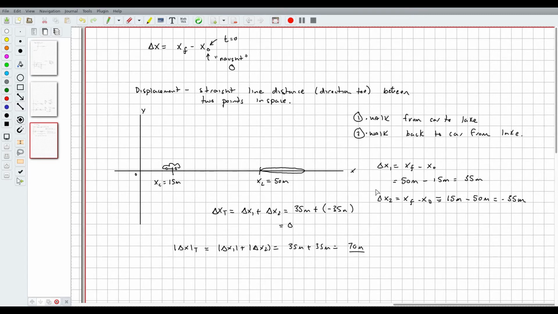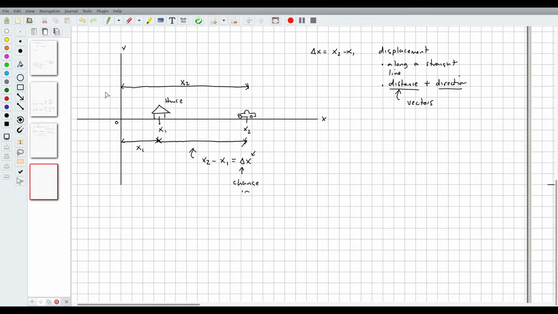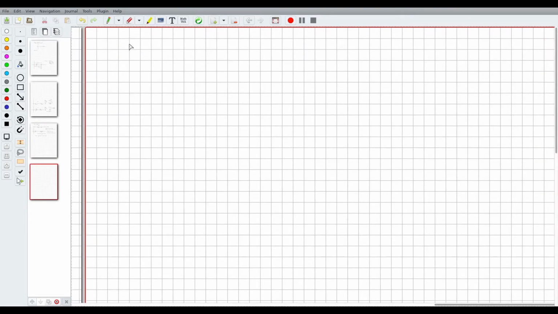Now, the next thing I'd like to talk about is the next big concept. So far we've covered displacement, but that's nowhere near enough to even begin talking about physics. So the next thing I want to talk about is something called velocity. So velocity is sort of like a speed plus a direction.